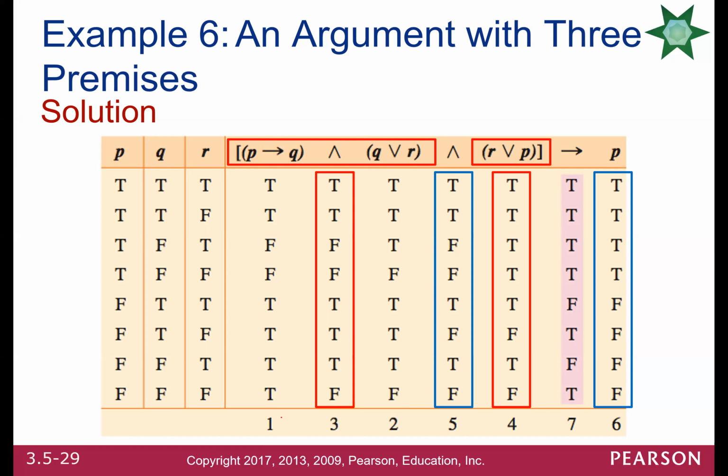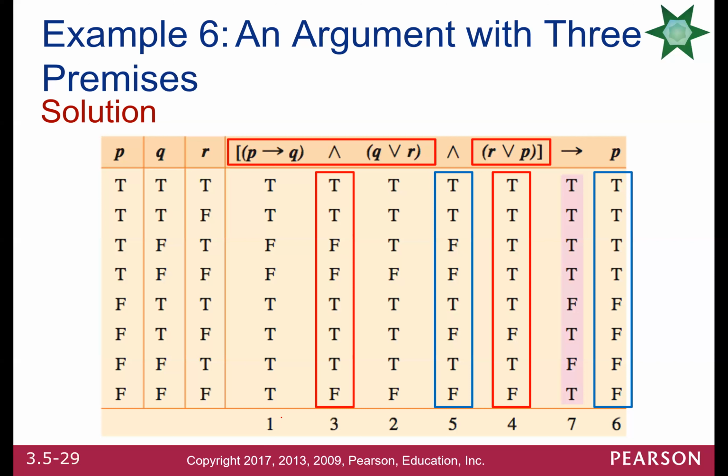Okay, so the first thing I'm going to do is create the conditional, which is the first premise. So the first premise was if P, then Q. The conditional is only false if the antecedent is true and the consequent is false. So it will only be false in case 3 and case 4. In case 3 and case 4, P is true and Q is false. All right, so I have that conditional.